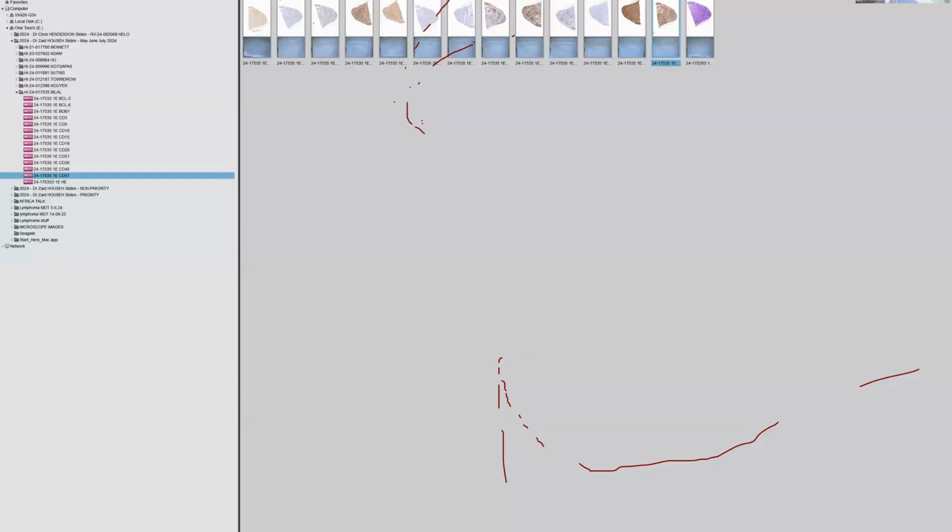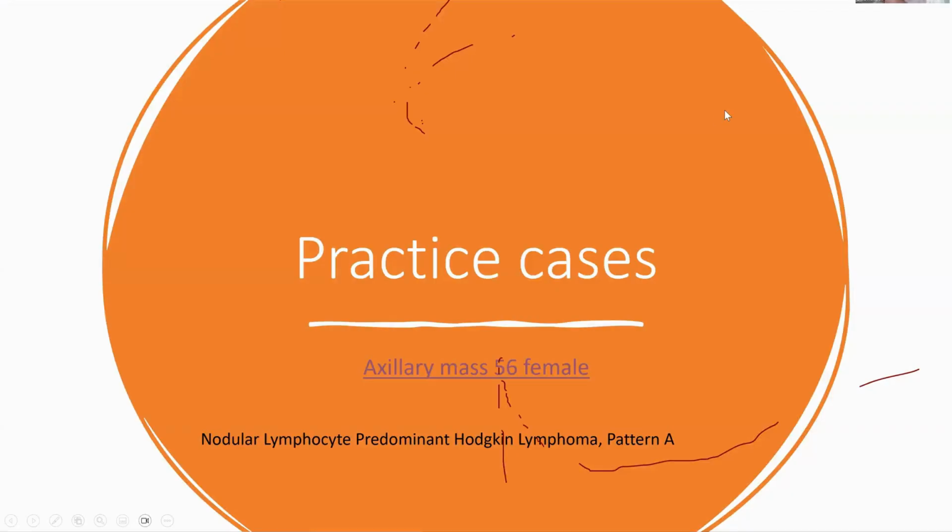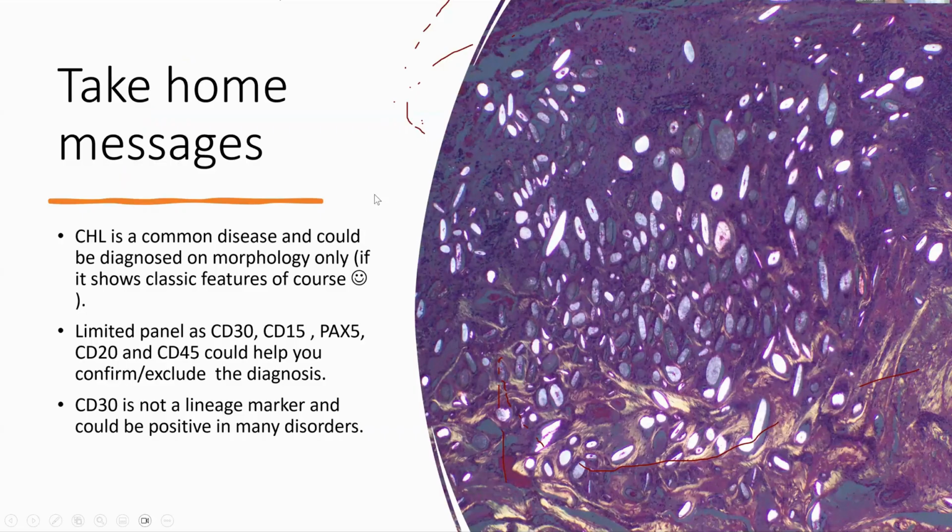So this is how you diagnose. It's just clinical as well. On morphology alone, you can diagnose this entity. So the take-home message is that classic Hodgkin lymphoma is a common disease and could be diagnosed on morphology if it shows classical features. A limited panel such as CD30, CD15, PAX5, CD20, CD45 can help confirm the diagnosis.